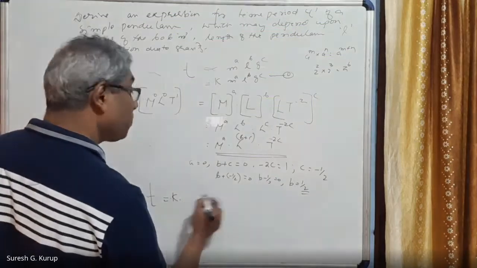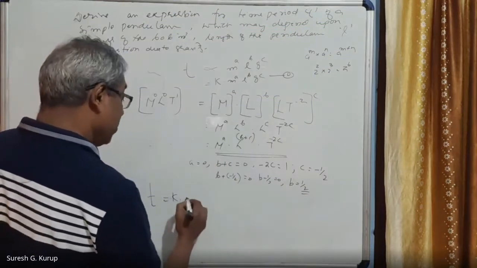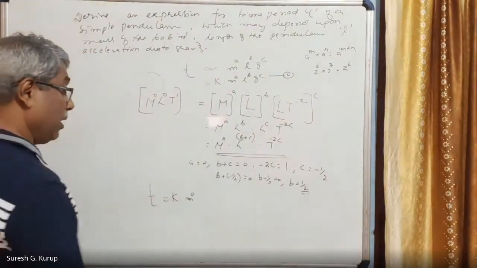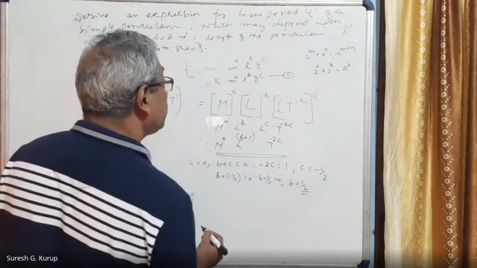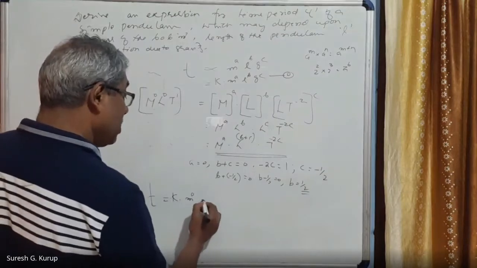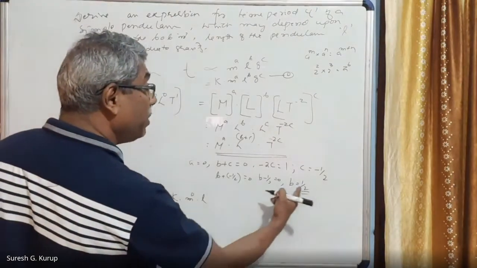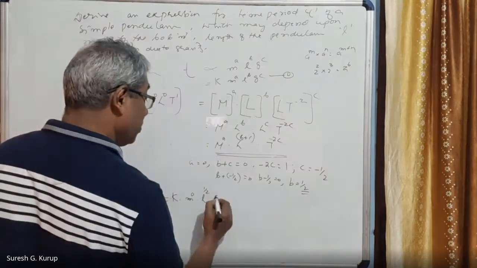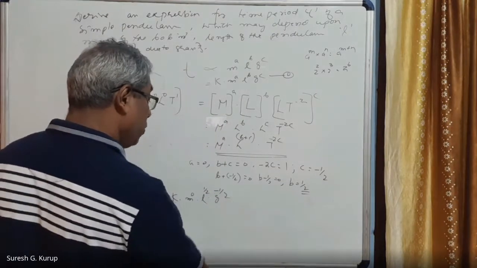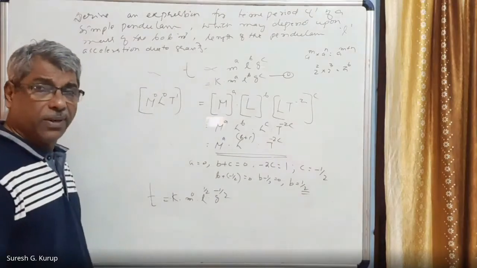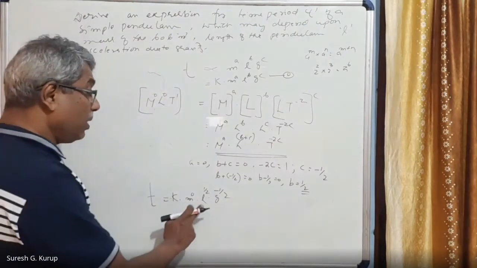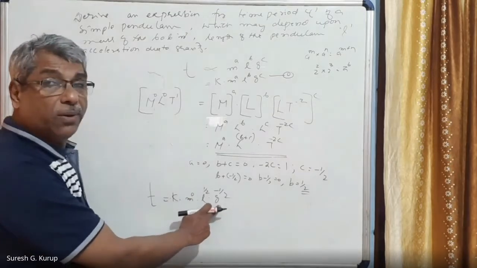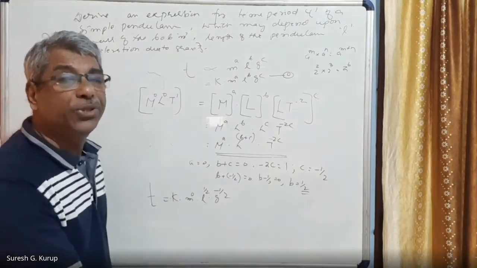M raised to 0, right? M raised to 0, again, L raised to what? L raised to 1 by 2 into G raised to minus 1 by 2, we can write. Okay? L raised to 1 by 2 means root L. G raised to minus 1 by 2 means 1 by root G.